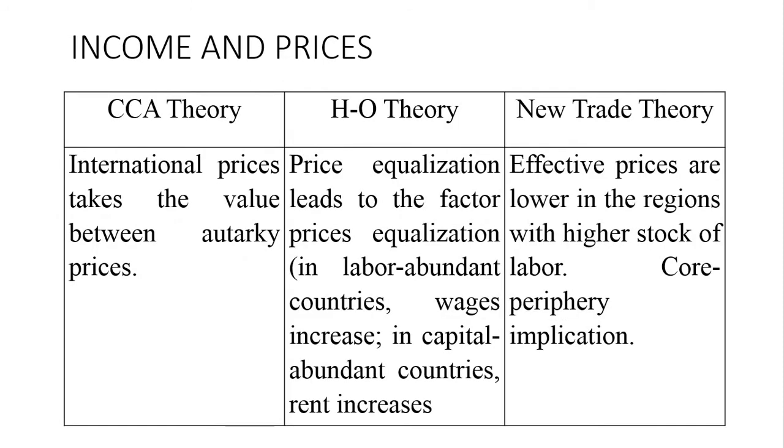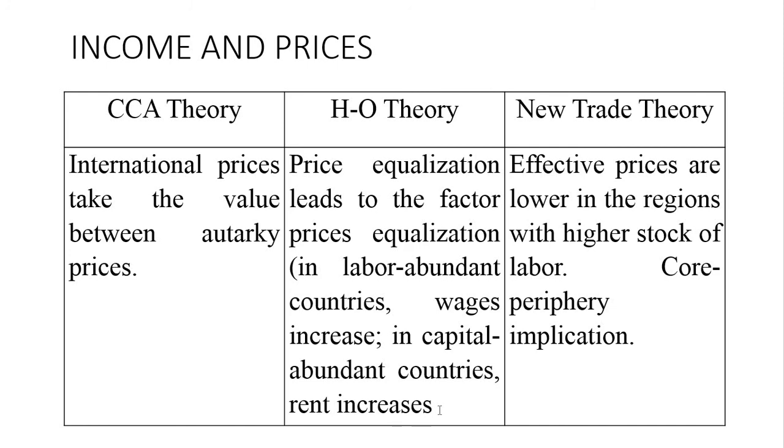Okay, when it comes to income and prices, under Ricardian theory, international prices take the value between autarky prices. So yes, indeed, we have some kind of equalization. So clothes used to be more expensive in Portugal than in England. Now clothes will become cheaper in Portugal, I mean, for Portuguese consumers, and vice versa. When it comes to Heckscher-Ohlin theory, we have price equalization, and in addition, we also have factor prices equalization. So in labor-abundant countries, wages will increase in comparison to the autarky state, and in capital-abundant countries, rent will increase in comparison to the autarky state.